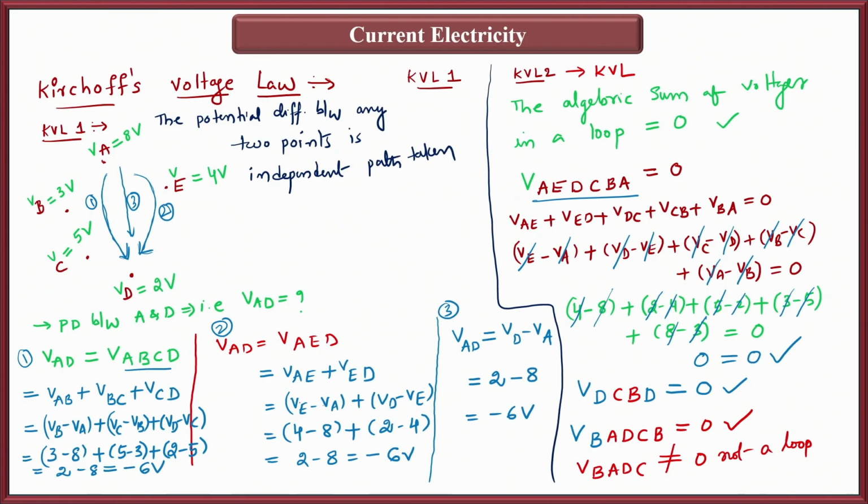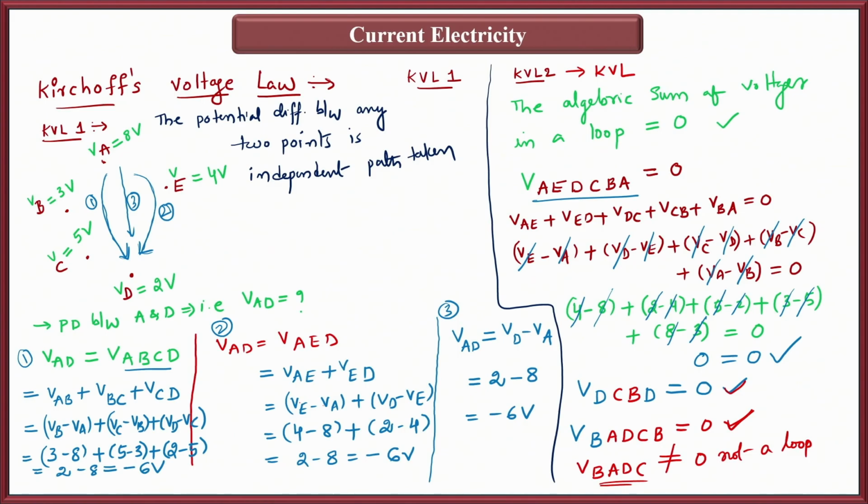Whenever there is a loop, meaning once you start at a point and you come back to the same point, and if you add algebraically the sum of all voltages, it is exactly equal to 0. That's what KVL says. That is valid for the first two, whereas the last one I did not consider a loop. So this is not equal to 0, hence it is not a loop. Finally, KVL, Kirchhoff's voltage law, says the algebraic sum of voltage in a loop is exactly equal to 0.